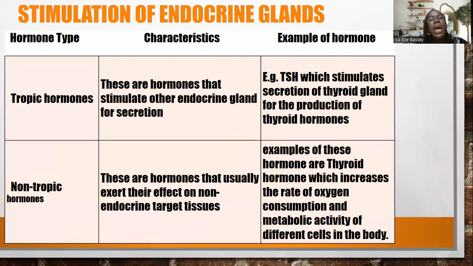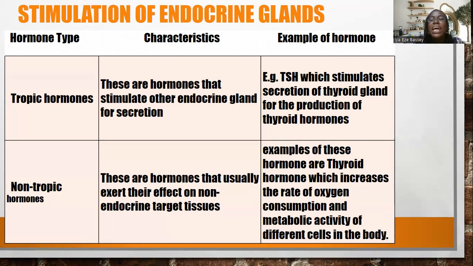Then, if we look at classification according to stimulation of endocrine glands, we have tropic hormones and non-tropic hormones. Tropic hormones are hormones that stimulate other endocrine glands for secretion. This will include most of the stimulating hormones, most of the releasing hormones. For instance, your thyroid stimulating hormone stimulates the thyroid gland for the production of thyroid hormones. While the non-tropic ones are hormones that usually exert their effect on non-endocrine target tissues.